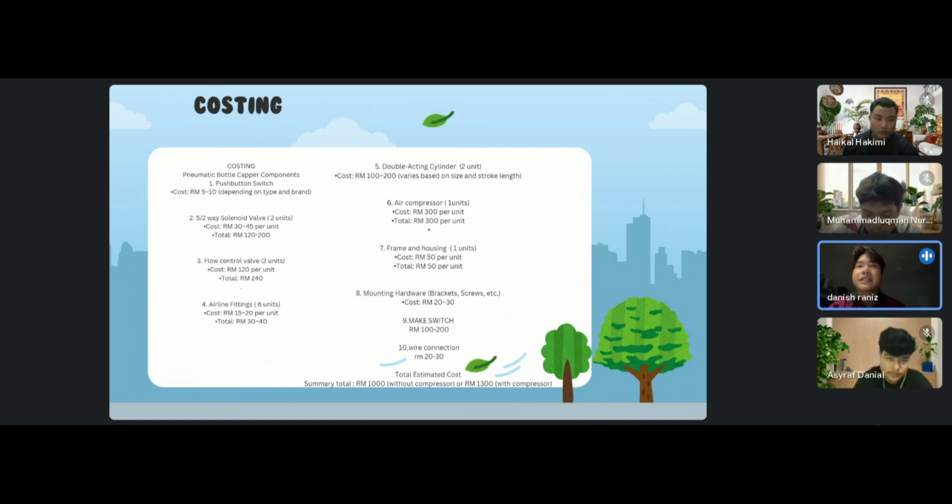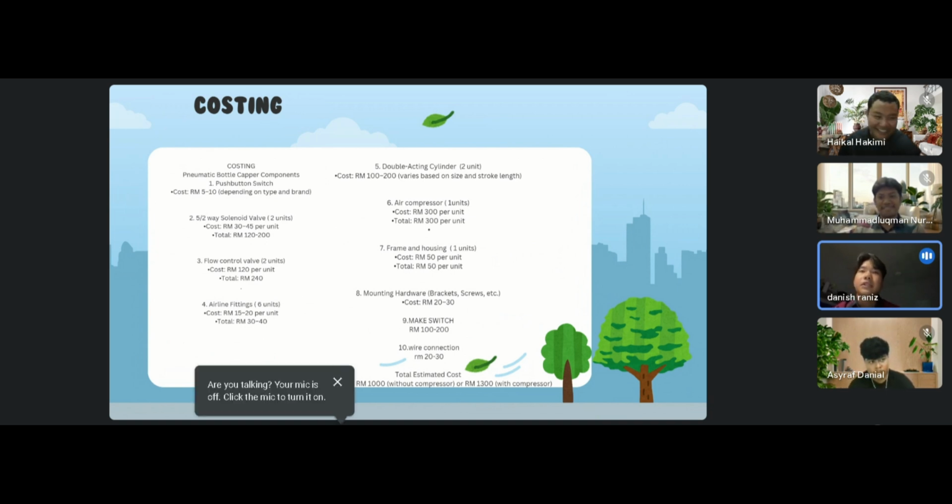And the second component is the 5 per 2-way solenoid valve, which we need 2 units of. It costs 30 to 45 ringgit per unit. So the total we need is 120 to 200, depending on the brand and type of it. And the third one is the flow control valve. We do need 2 units too. And for the cost, we will need 120 ringgit per unit. In total we will spend 240.